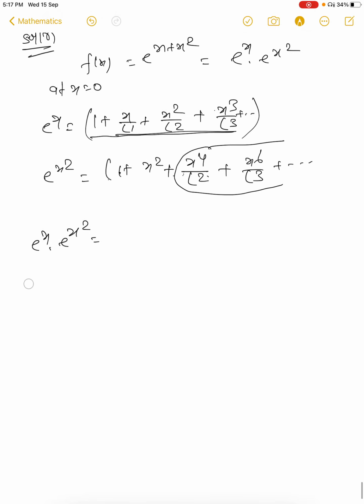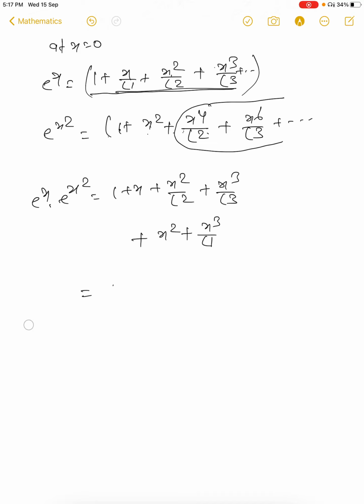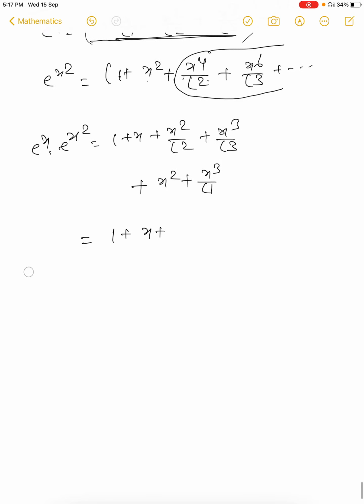So from the multiplication of 1, 1 plus x square by factorial 2 plus x cube by factorial 3 plus, in the multiplication of x square plus x cube by factorial 1, and after multiplication of x square it will be x^4, we cannot consider, so leave it. So up to here you can write it. Now let's simplify it. 1 plus x plus 3 by 2 x square plus, 3 to 6, and 7 by 6 x cube, and this one will be the right answer.